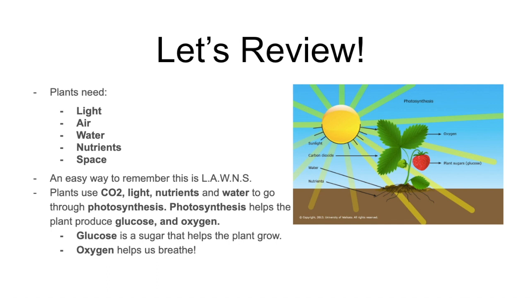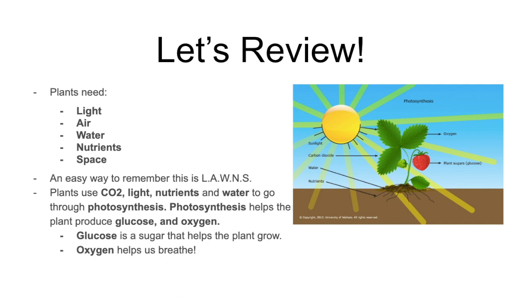All right, so let's review. As the video pointed out, plants need light, air, water, nutrients, and space to grow. An easy way to remember this is an acronym. An acronym is just the first letter of each word of the needs, and it is LAWNS. So if you remember LAWNS, it'll help you remember what plants need.